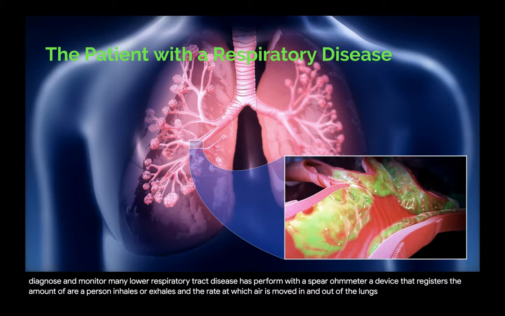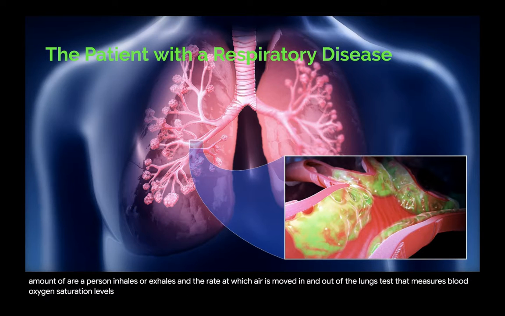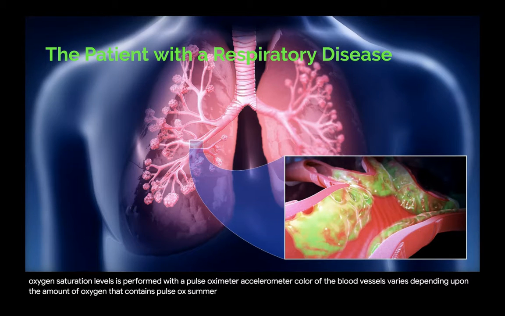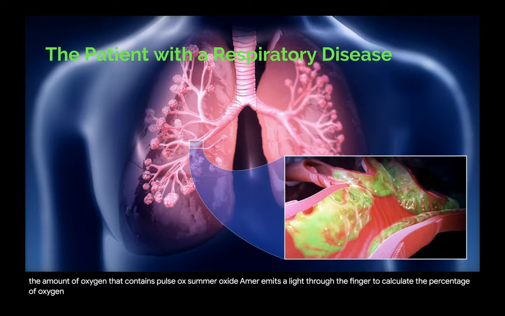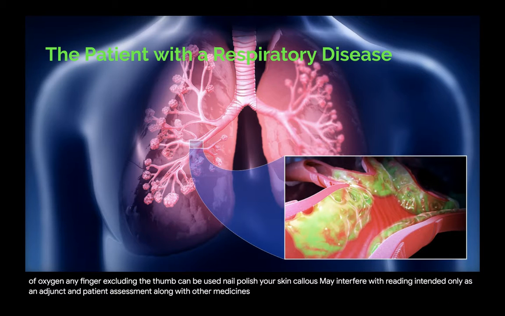Pulse oximetry, medical test that measures blood oxygen saturation levels. It's performed with a pulse oximeter. Color of the blood varies depending upon the amount of oxygen it contains. Pulse oximeter emits a light through the finger to calculate the percentage of oxygen. Any finger, excluding the thumb, can be used. Nail polish or skin callus may interfere with reading. Intended only as an adjunct in patient assessment along with other methods of assessing clinical signs and symptoms.